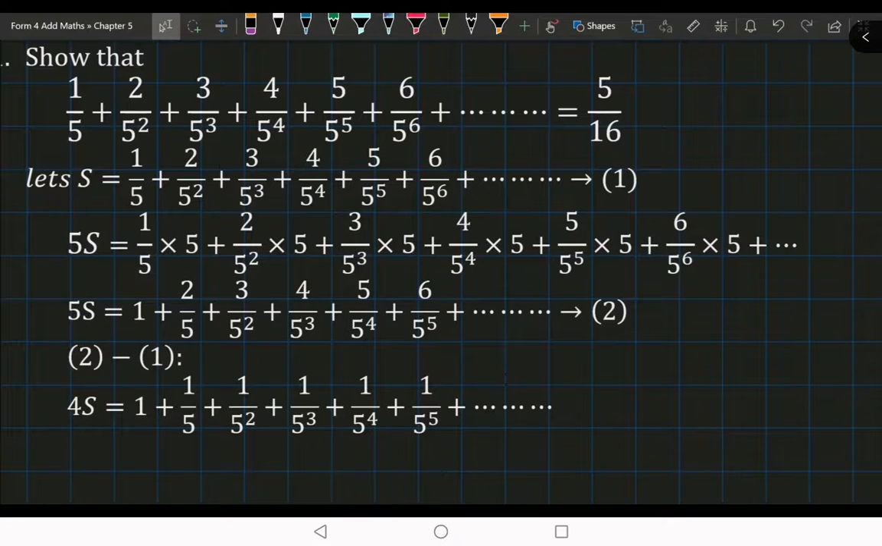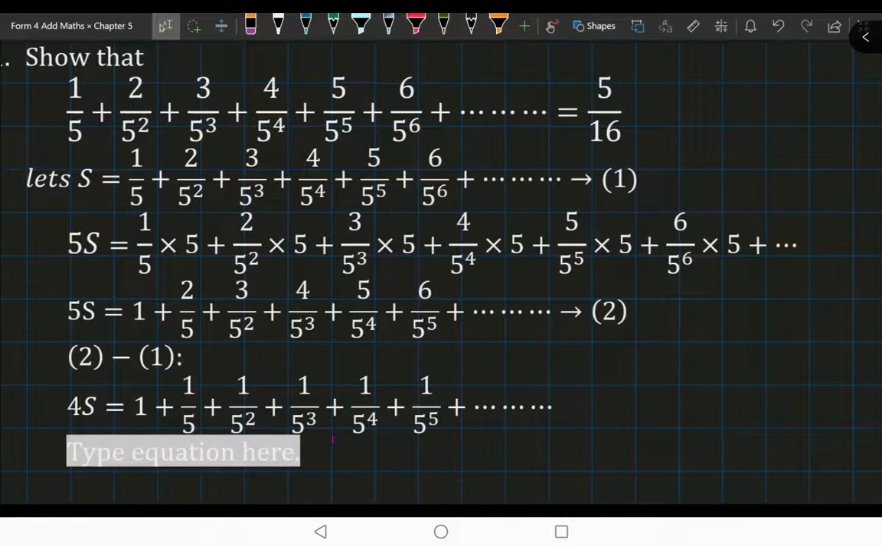You can see this one is a sum: the first term plus the second term plus the third term, and so on. We are going to use the sum of infinity. That means it is a geometric progression, and we need to make sure it is a GP. So we are going to find out whether there is a common ratio or not.